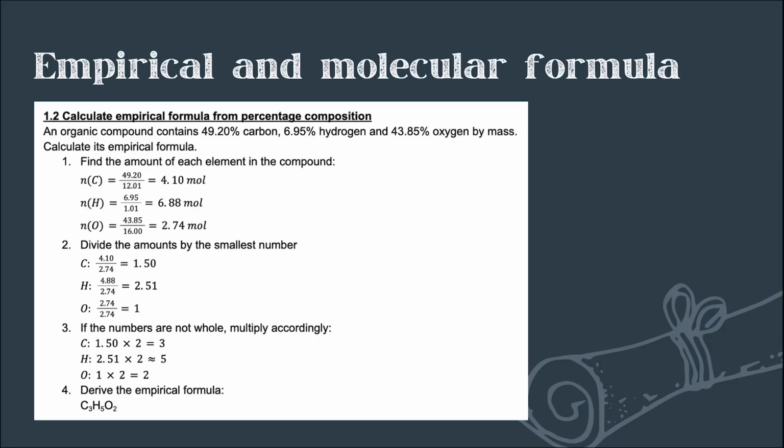Hi, and welcome back to the second part of topic 1.2. This is quite a big subtopic, so I thought it would be best to split it into two videos. In the last video, we looked at conceptually what empirical formula is and how it works, and how to get molecular formula if you know the empirical formula and the molar mass.